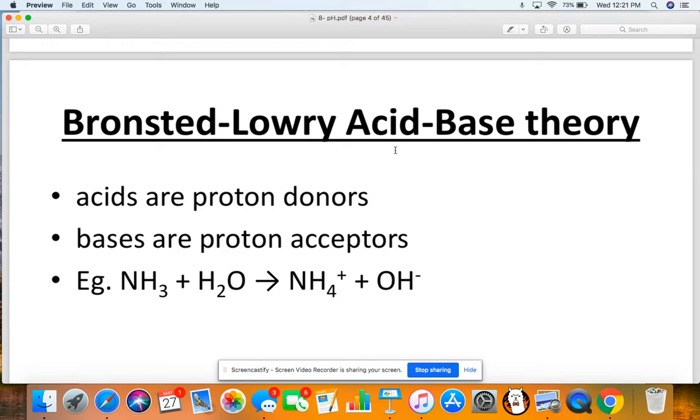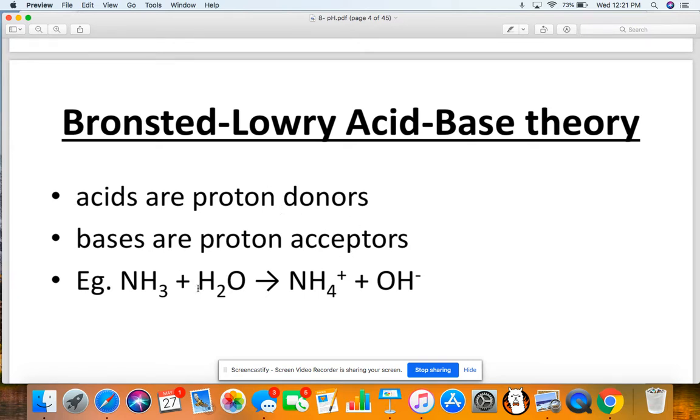Bronsted-Lowry says that acids are proton donors and bases are proton acceptors. I want to be clear, when we're talking about a proton, we're actually talking about an H+ ion. So Bronsted-Lowry says it doesn't so much matter if something has an H or an OH, it matters if it's giving up a hydrogen or if it's accepting a hydrogen.